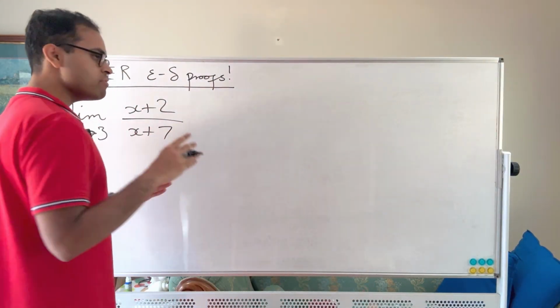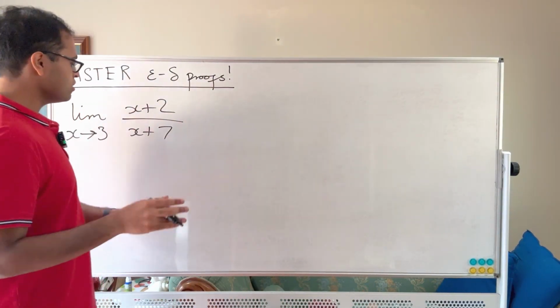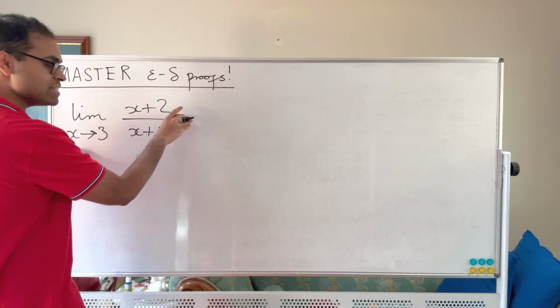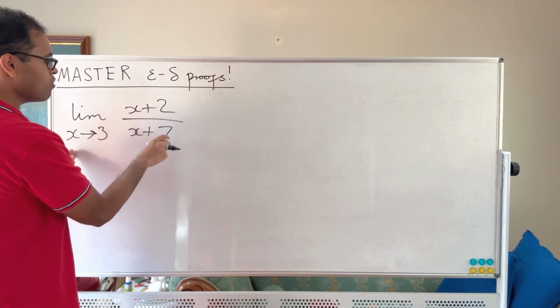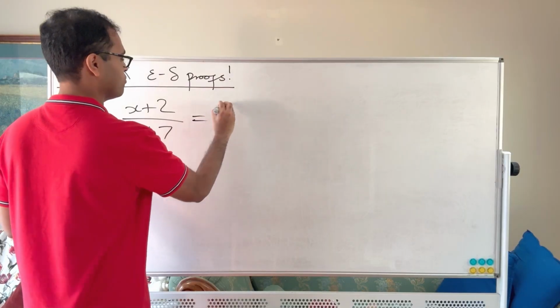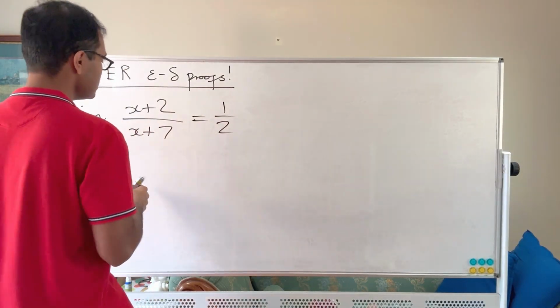The first step, every time, I'm going to do the same methodology. The first step is when x approaches 3, when x is exactly 3, you get 5 over 10. So we're going to get a half. 5 over 10 is a half. This is a continuous function.